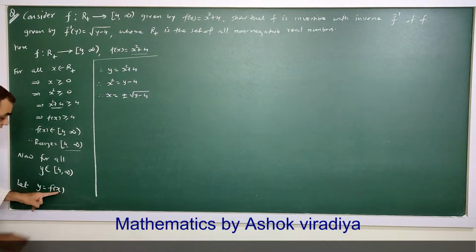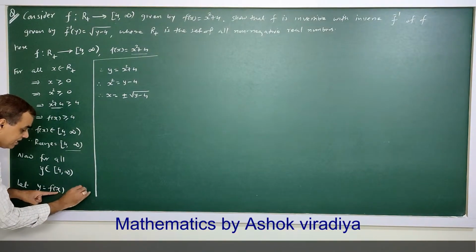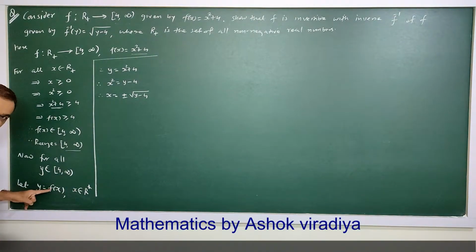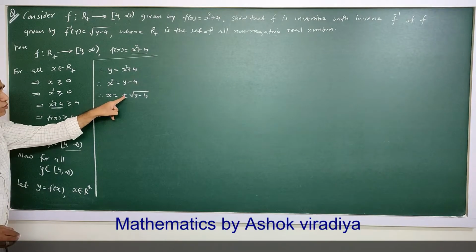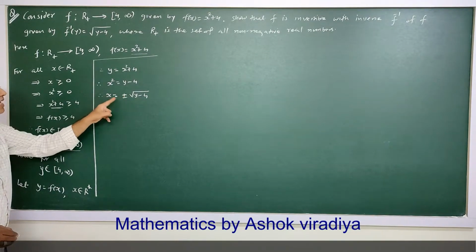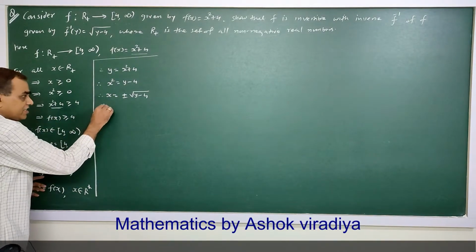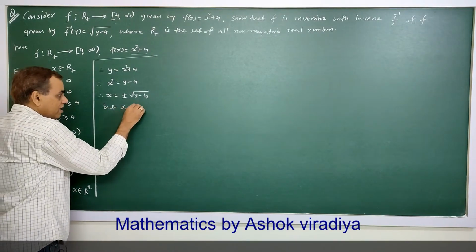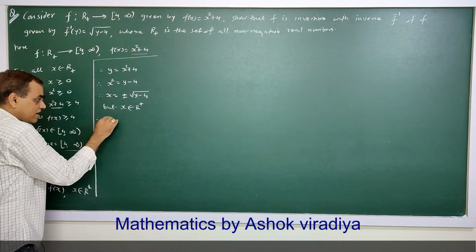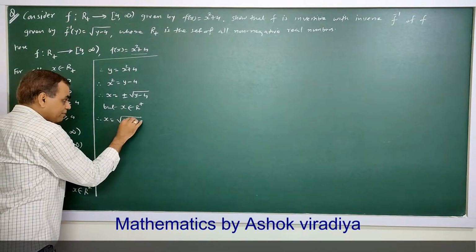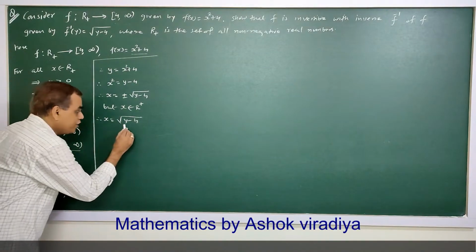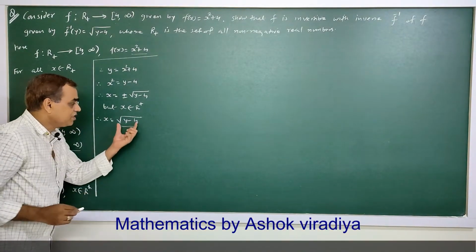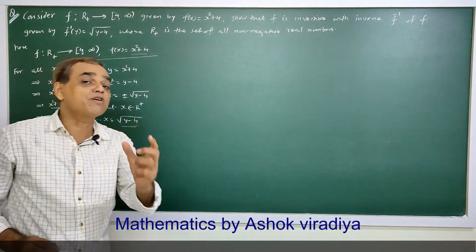Now here this x will be in the domain of the function, so x is obviously positive. So here we take the positive square root. We are not going to take the negative square root. But x is in R plus, therefore x equal to root y minus 4. So this value of x will be the formula for a new function g.